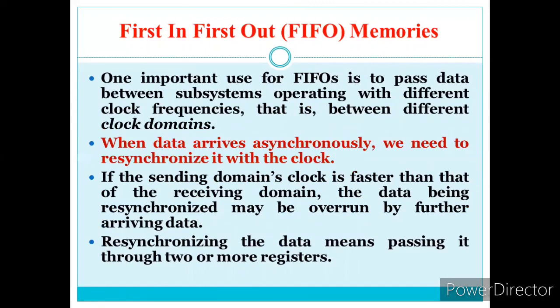One important use of FIFO is to pass data between subsystems operating with different clock frequencies. So this is the advantage we have, between different clock domains. One of the best examples is parallel in, serial out. When you are taking the data in parallel, it has one clock. When you are transmitting the data serially, it has another clock. At that time, this kind of design plays a crucial part in memory design.